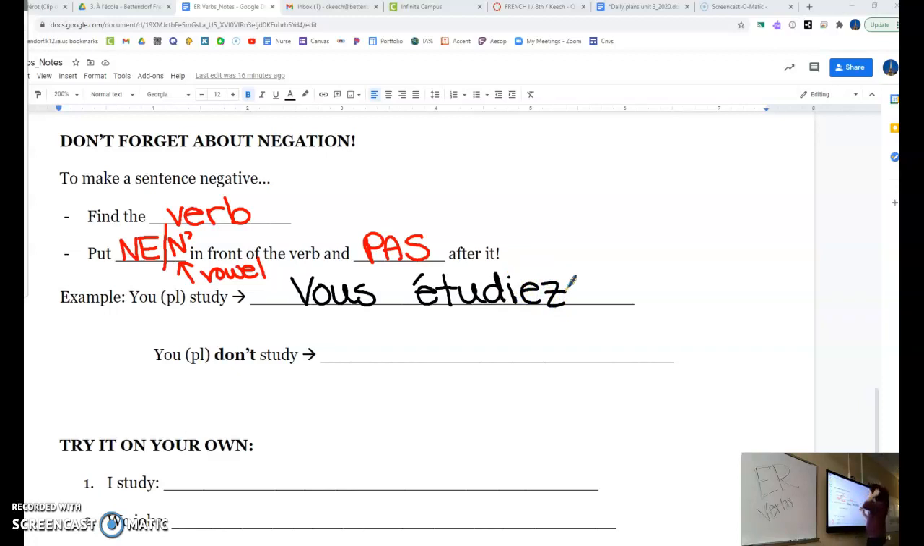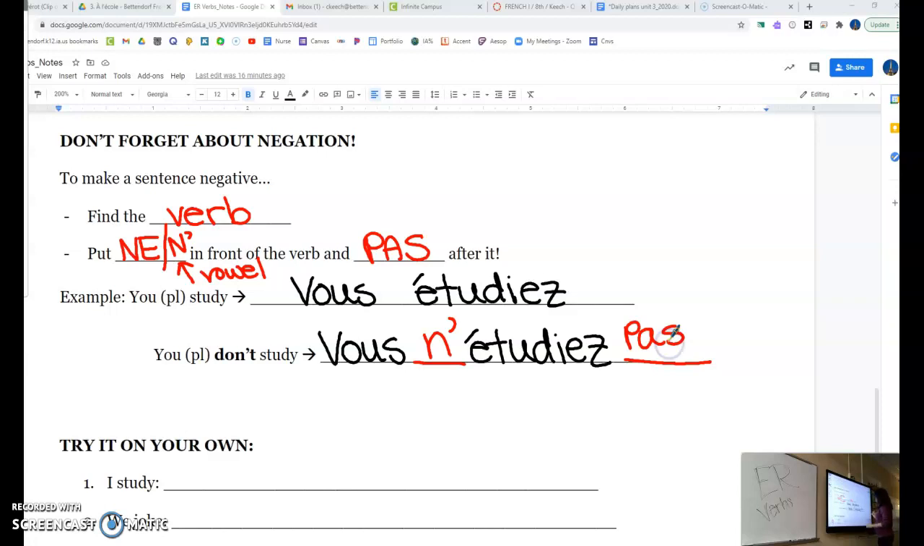So what I'm going to do here for you don't study is I'm basically going to copy what I have, but make a space. I have you study. In order to say you don't, remember I need to put the ne before the verb and the pas after the verb. Okay? Since étudier begins with a vowel, I'm going to use an apostrophe. And then I'm going to put my pas after this.